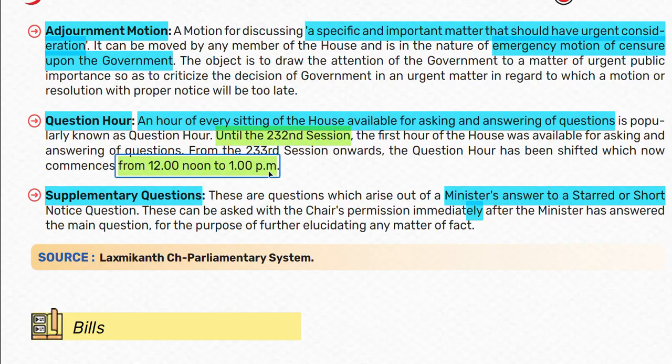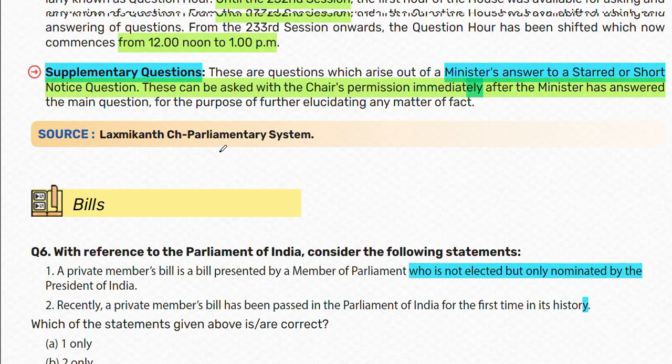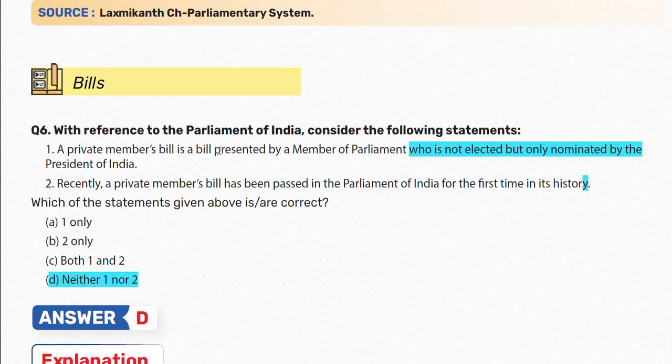Okay, now what is a supplementary question? These are questions which arise out of a minister's answer to a starred or short notice question. These can be asked with the chair's permission immediately after the minister has answered the main question, for the purpose of further elucidating any matter of fact. Now, we have solved so far five questions.